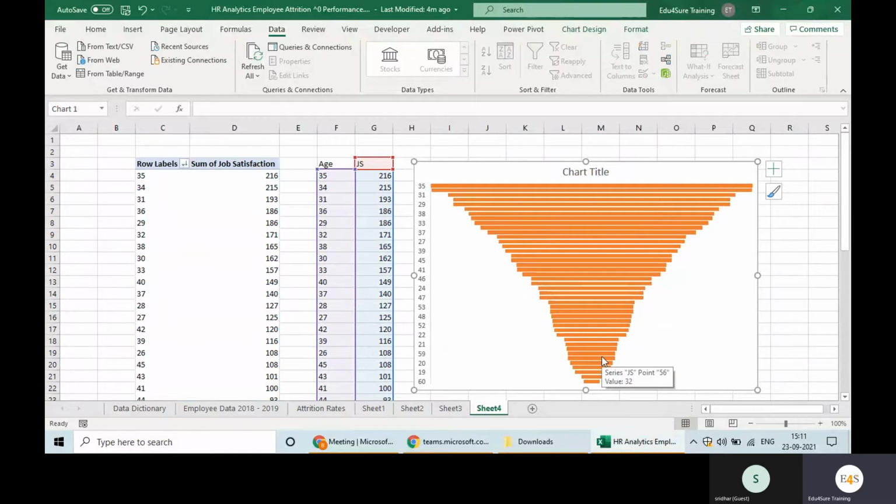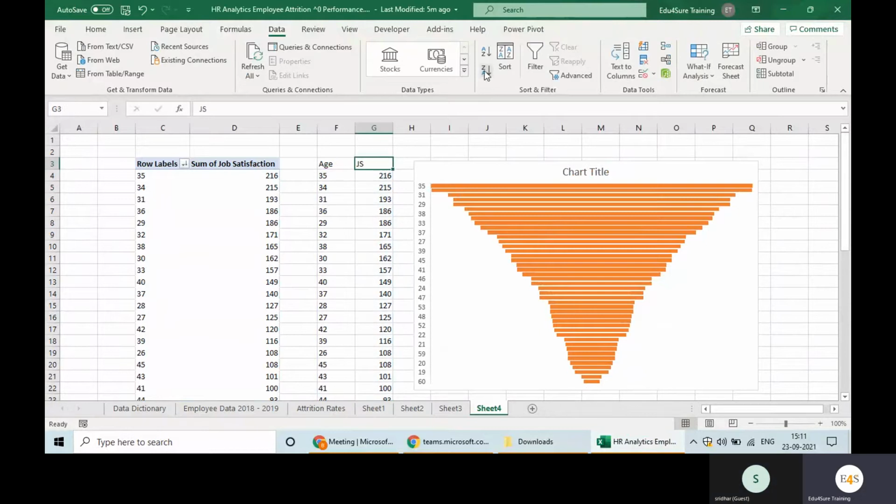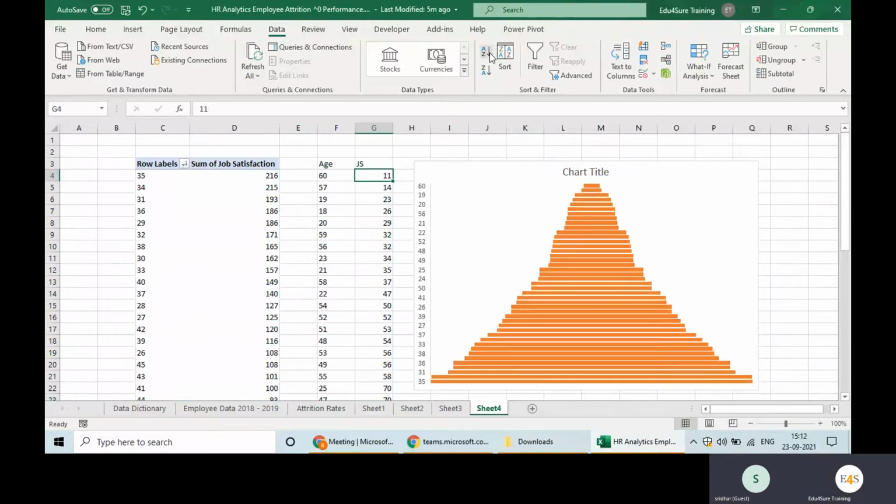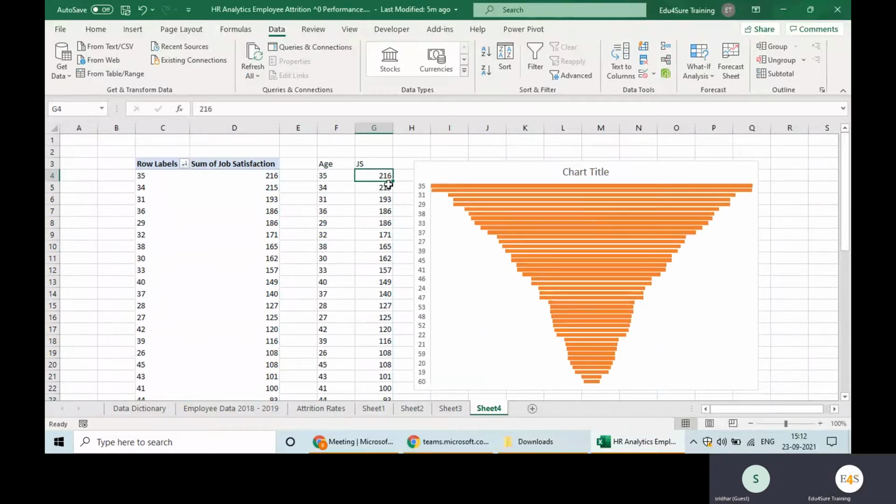See what we are getting. Why is the shape of this chart a funnel? If you are changing it to decreasing order as well, it talks about job satisfaction. Who's getting the highest job satisfaction? Inverted funnel. Sorting it, decreasing or increasing, no matter, the shape will always remain a funnel. Why?